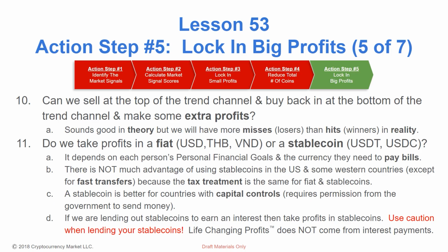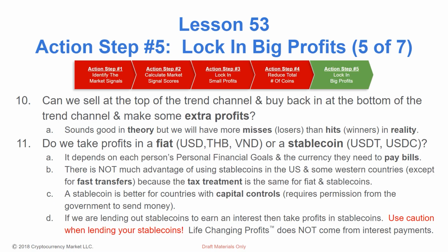A stablecoin is better for countries with capital controls like Thailand and Vietnam because it requires permission from the government to send money. If you do not need permission from the government or the bank to send your US dollars to an exchange or to another person, then there's really no advantage to holding stablecoins. In Thailand and Vietnam, where we have capital controls, we need a method to send money to the exchange without asking for the government's permission. So that's why we need to use stablecoins.